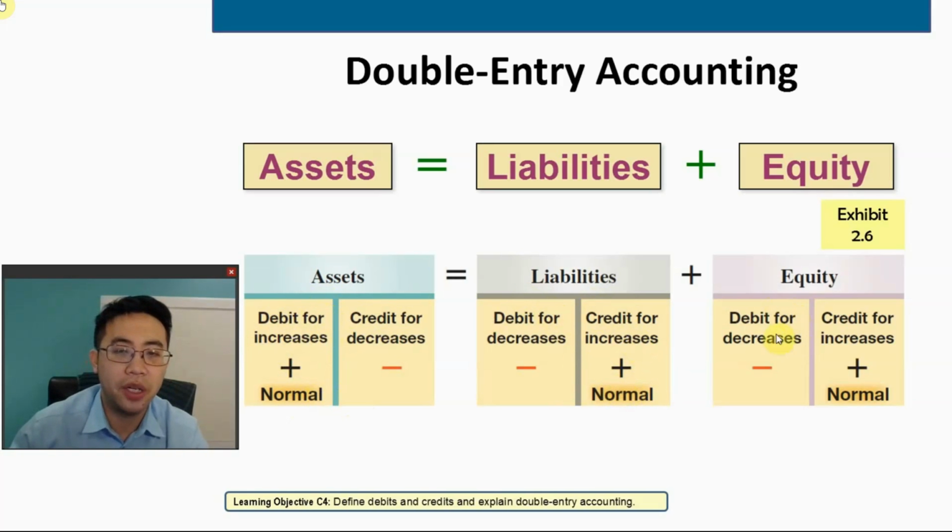And likewise, equity and liabilities go in the same direction. If there is a decrease, we call it a debit. If there is an increase, we call it a credit. And for assets, if there is an increase of assets, we actually record it as a debit. That's very important for us to remember.